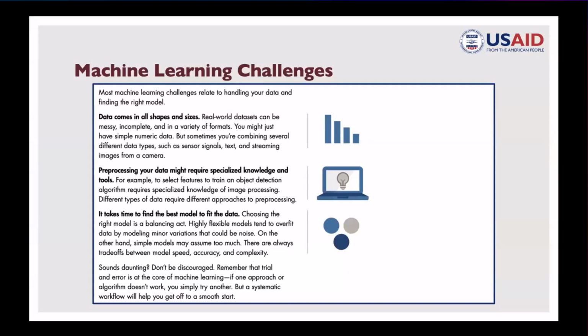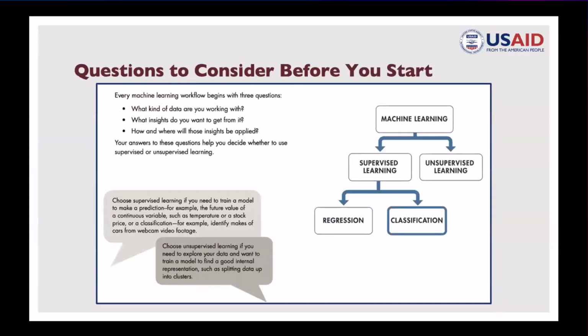So that's why sometimes we also refer to it as a trial and error process. Okay? Sounds daunting, so don't be discouraged. Remember that trial and error is at the core of machine learning. So if one approach or algorithm doesn't work, you simply try another. So that's the good thing about it, no? But a systematic workflow will help you get off to a smooth start. With that, let's discuss the workflow process.